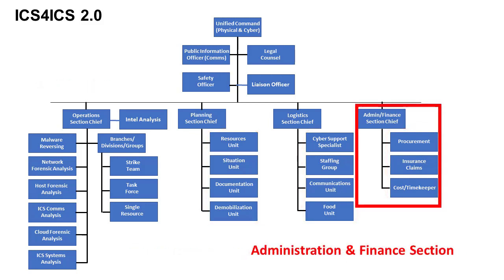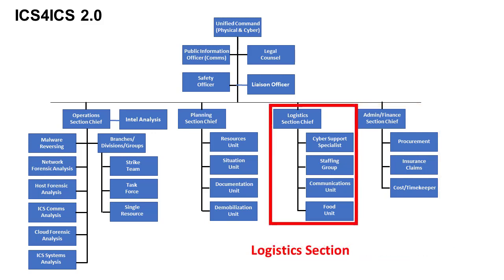The administration and finance section tracks the money and contracts for services and equipment. Logistics orders the resources requested on ICS 213 RRs by operations so they can do their job, and they work with the administration and finance section to ensure funds are available for the purchases requested. In addition, logistics provides IT, medical, food, housing, and transportation services for the entire team.